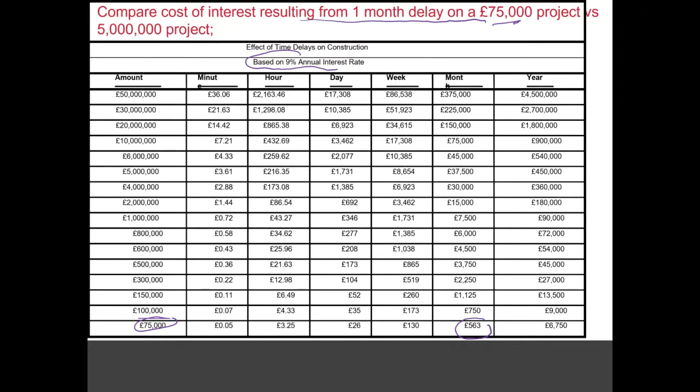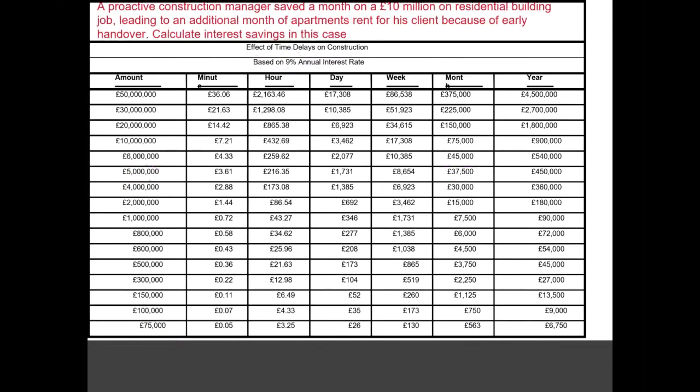But if we look into a delay in a 5 million pound project, that will be 37,500. So you can see once there is a scheduled delay, it has got a lot of knock-on effect, and it could easily put the project into a difficult situation.